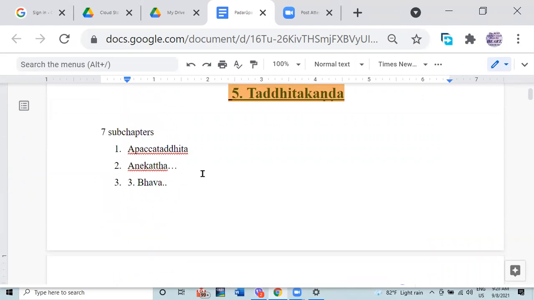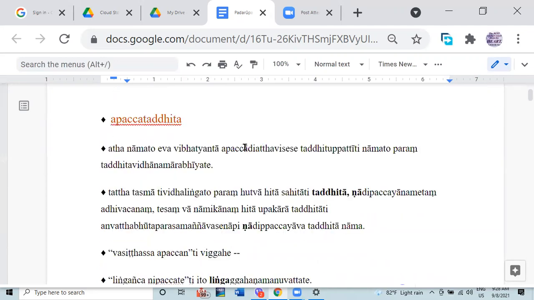Out of seven, we are going to study Abhajja Taddhita. So this paragraph, let's begin. What is Abhajja Taddhita?